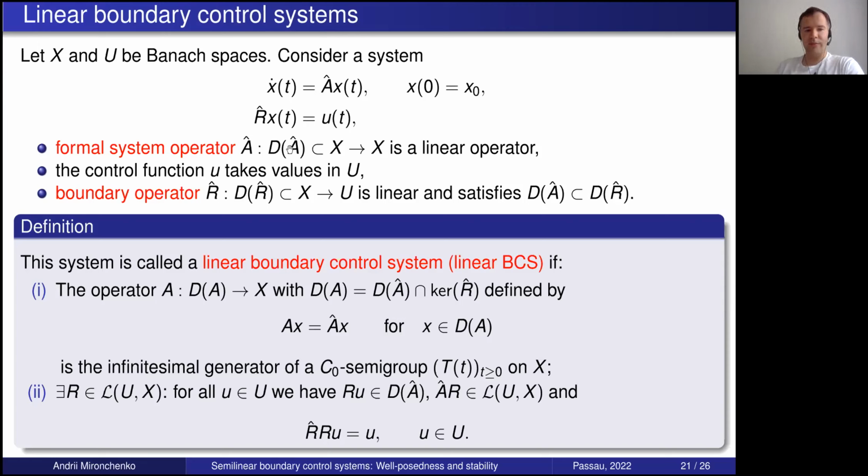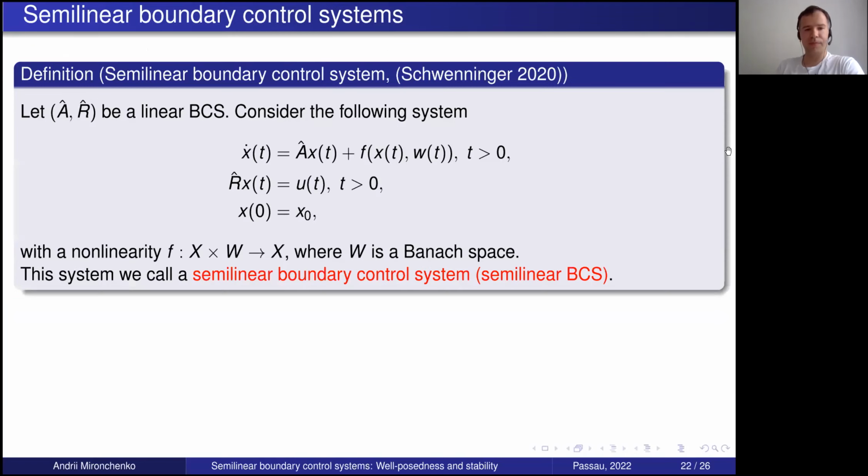a linear boundary control system if the operator A, which is basically the restriction of the formal system operator to the kernel of R, generates a C0 semigroup. And also we assume that there is a bounded operator R, which is the right inverse of this boundary operator. Okay, so if this holds, then we have a linear boundary control system.